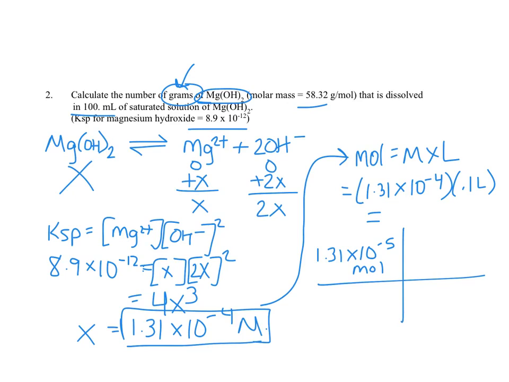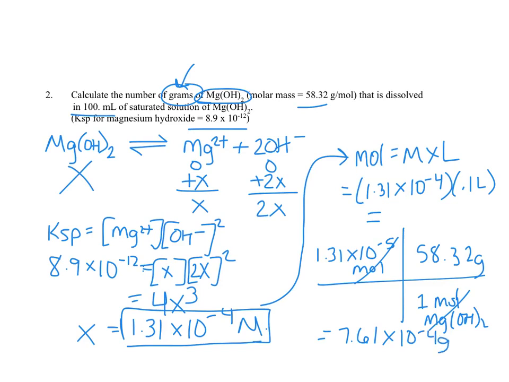And I'm still not done because the question is asking me to solve for grams. So I need to convert from 1 mole of magnesium hydroxide to grams. That's why they gave us the molar mass, which was 58.32 grams. Okay, that's going to give me my final answer, which is 7.61 times 10 to the negative 4th grams. So really tiny number there. We're dealing with, remember, magnesium hydroxide is not very soluble. This is telling me how much is going to dissolve in 100 milliliters of that solution.